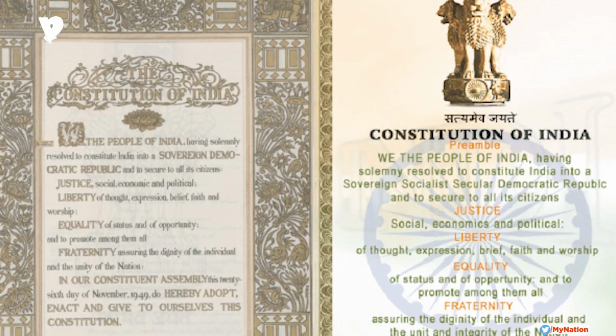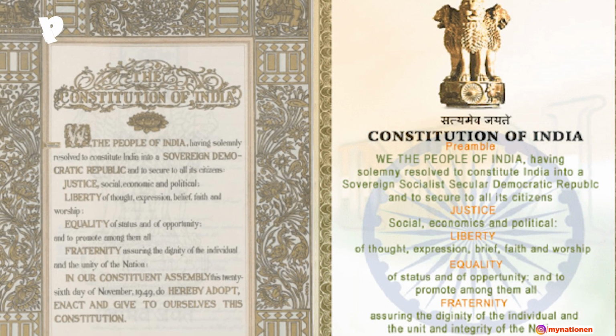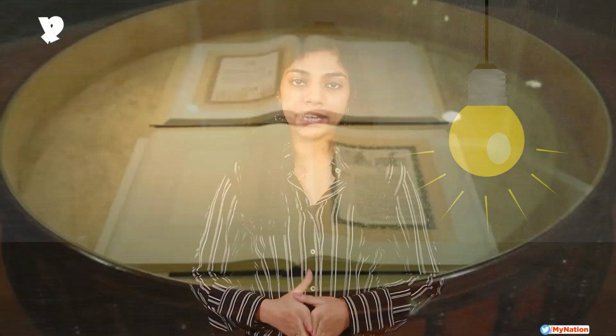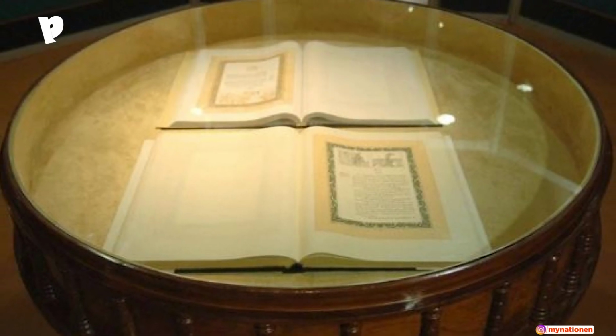The most important page of the Constitution, the preamble, also called the face of the Constitution, was decorated by Beohar Ram Manohar Sinha, one of Nandlal Bose's students. The original copies of the Indian Constitution, written in Hindi and English, are kept in special helium-filled cases in the library of the Parliament of India.